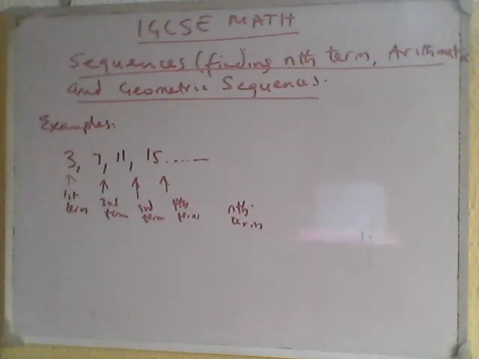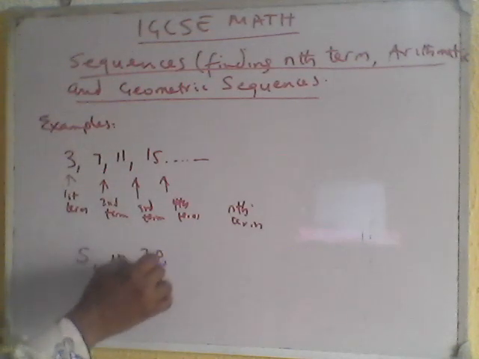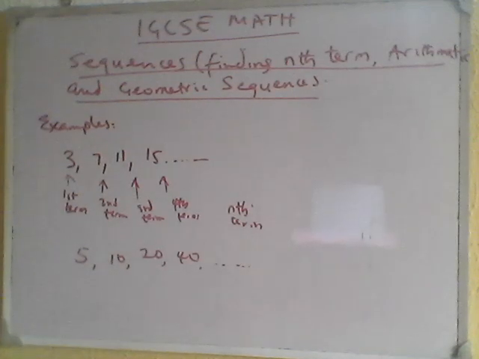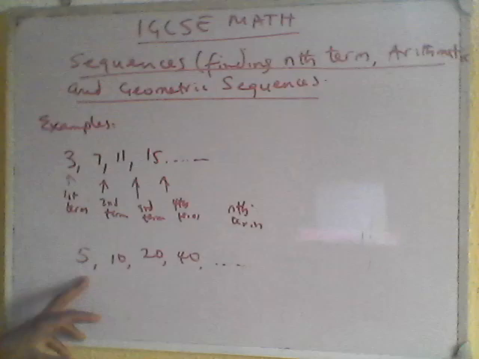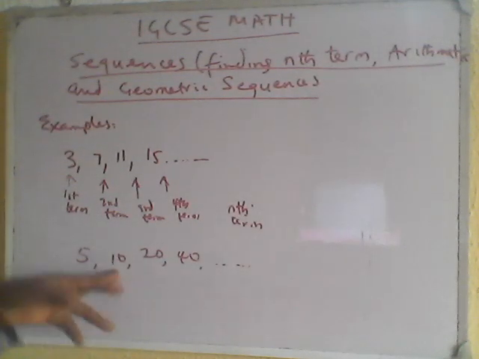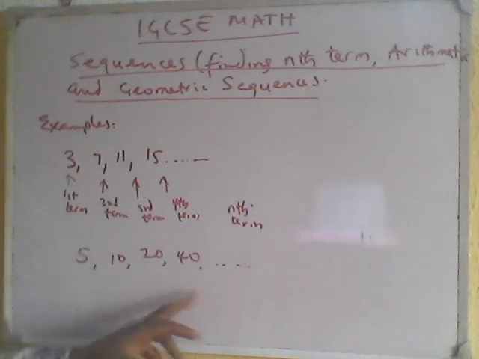Another sequence can include 5, 10, 20, 40, and so on. The order here is increasing by multiplication by 2. If I have 5 times 2, I'll get 10. 10 times 2, I get 20. 20 times 2, I get 40, and so on.